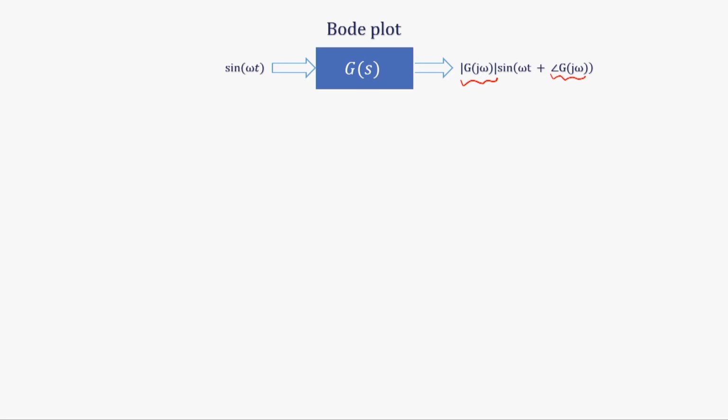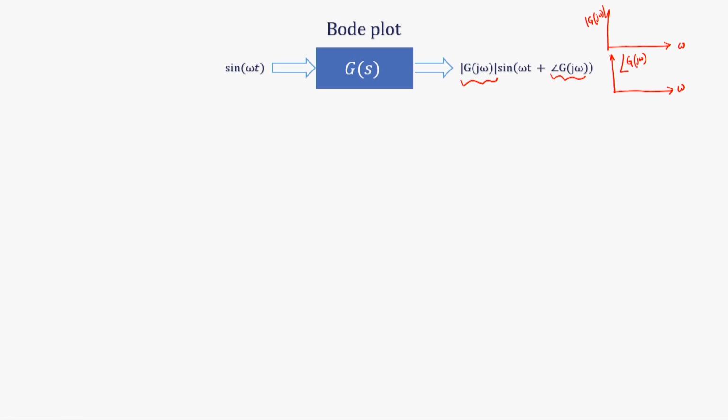And we also said that what we can do is change the frequency from 0 to maybe 10 kilohertz or some bigger value. We can sweep through different frequency values and get a plot where we have omega on the x axis and magnitude on the y axis, and in the other case omega on the x axis and phase angle on the y axis. This is what we refer to as Bode plot.